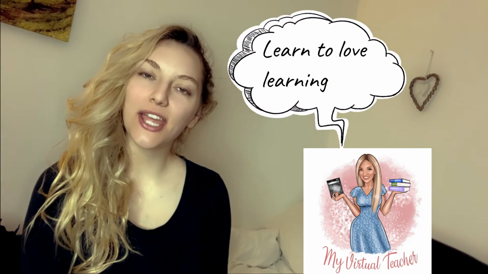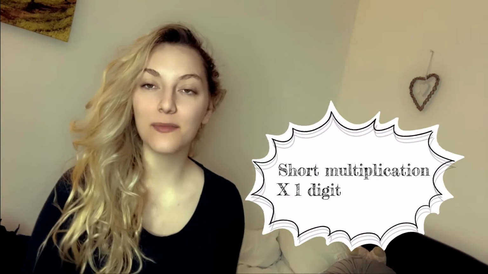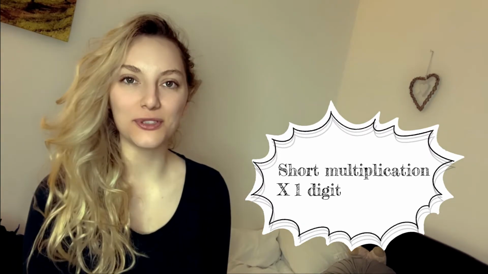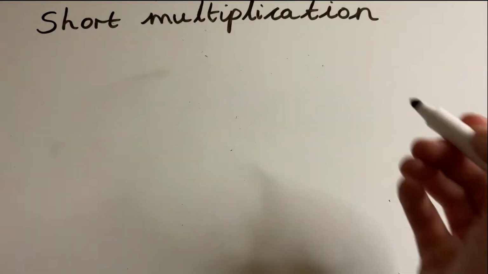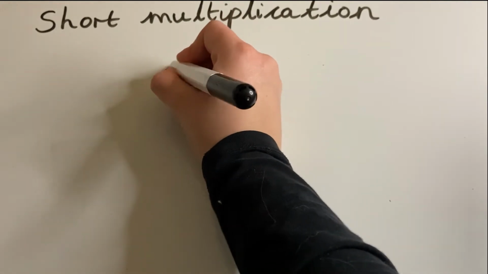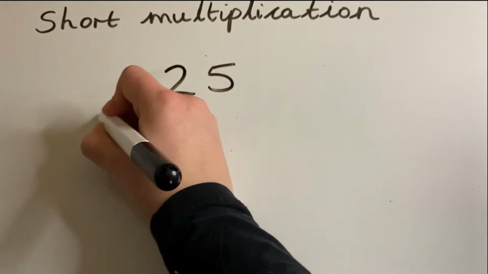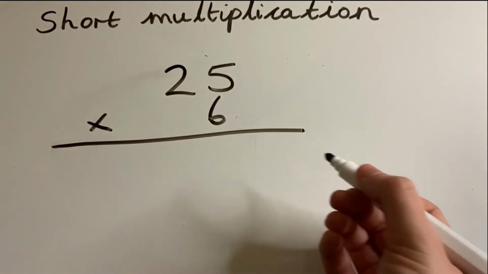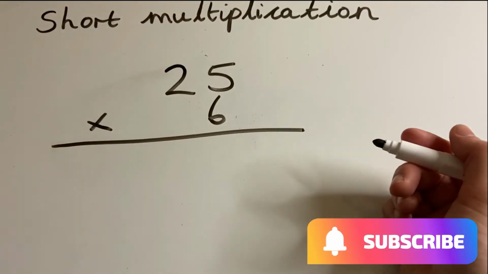In today's video, it's all about short multiplication, so if you're struggling with that, particularly in year 5 and year 6, then watch the video to find out more. Okay, so the first one that we're going to have a go at is 25 times 6. Now there are loads of different ways of how you can work this out. We're going to be doing short multiplication.